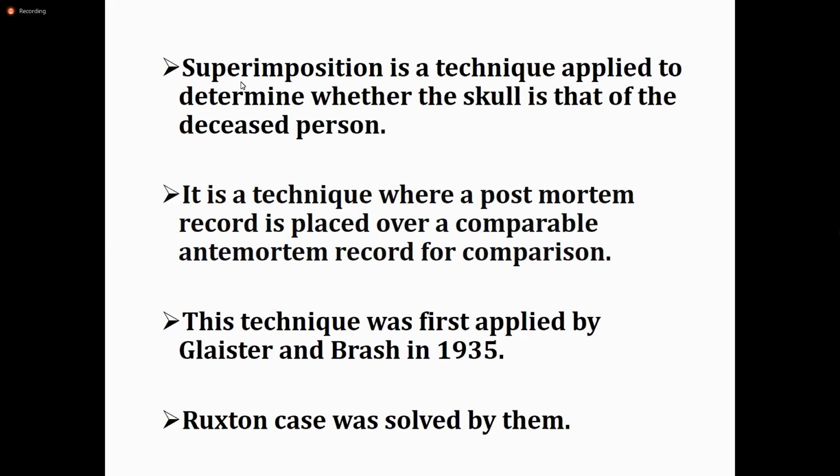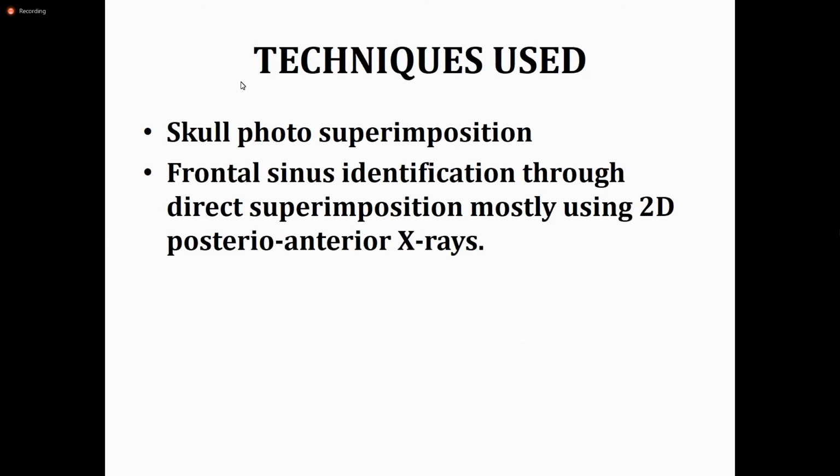And they are superimposed. This technique was first applied by Glaister and Brash in the Ruxton case. I've told everyone that on the net you have to search what the Ruxton case is. It was a case in the 1930s where this method was applied to find out the criminal, the person who was involved in the crime. This is a very interesting case which you can search for. The technique used for this is skull photo superimposition.